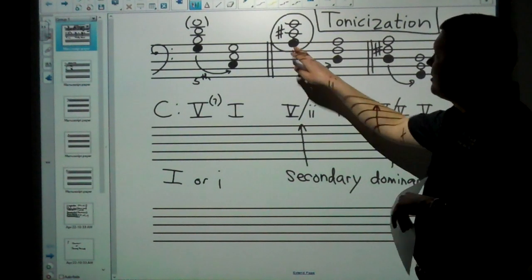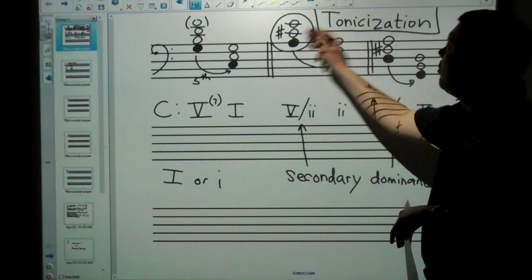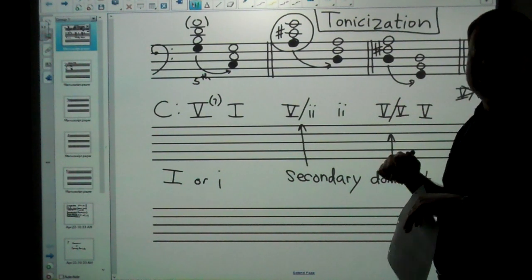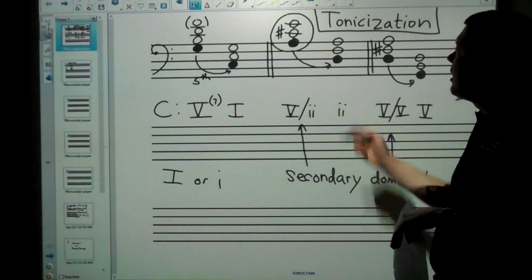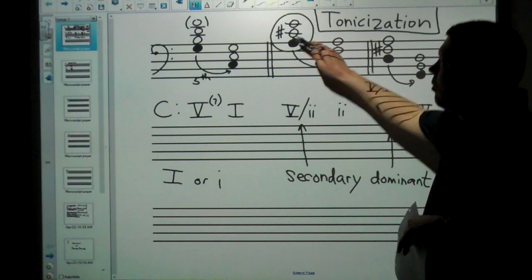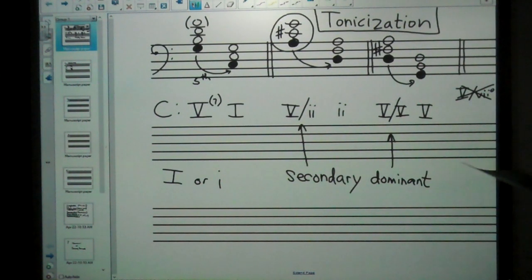Okay? So since the secondary dominant never really belongs in the key that it's being used in, we have to use accidentals. We have to use pitches that do not belong or fit in the key to make the secondary dominant always a major triad or a major-minor seventh chord. Okay?